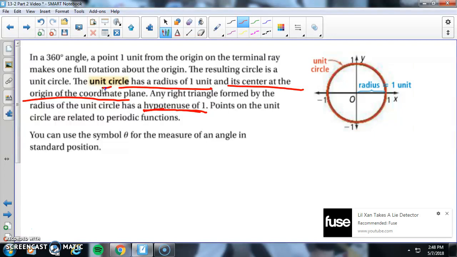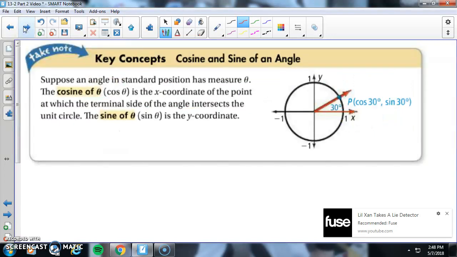You can use the symbol theta for the measure of an angle in standard position. So a key concept is an angle in standard position that has a measure of theta. The cosine of theta is the x-coordinate of the point at which the terminal side of the angle intersects the unit circle. The sine of theta is the y-coordinate. So, when we have our coordinates, it's x comma y, so it is cosine comma sine.